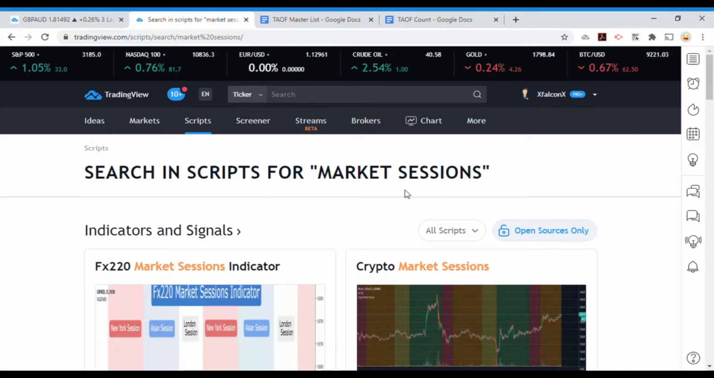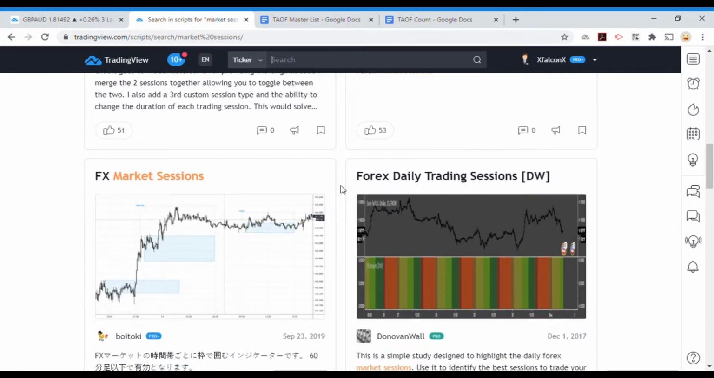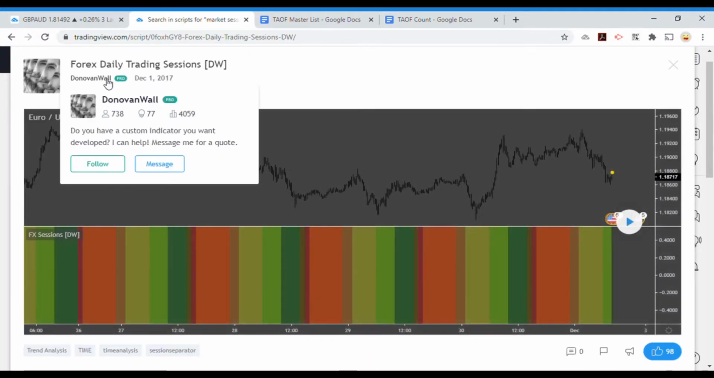Alright, and it will bring up all these scripts that are related to the keywords that I've typed into the search bar. The one in particular that I have found and that I am going to display here is this one right here, and it is by Donovan Wall. You can see here, this is what I was referring to when I was talking about how the general public scores each individual member as they create scripts or as they do analysis of pairs or so on.